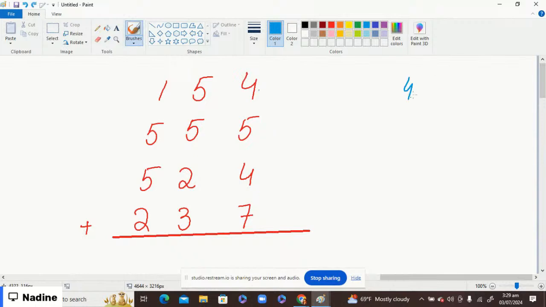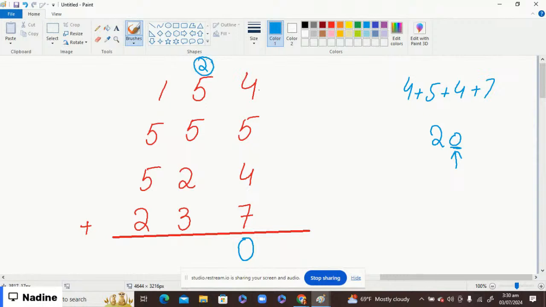So 4 plus 5 plus 4 plus 7. How much is it? 4 plus 5, that is 9. 9 plus 4 is 13. 13 plus 7, that is 20. So look here, this is a total of 20. For 20, you always put the right side digit in the bottom and the left side digit on the top as a carry. So we're going to put 0 here and 2 on the top of this 5.